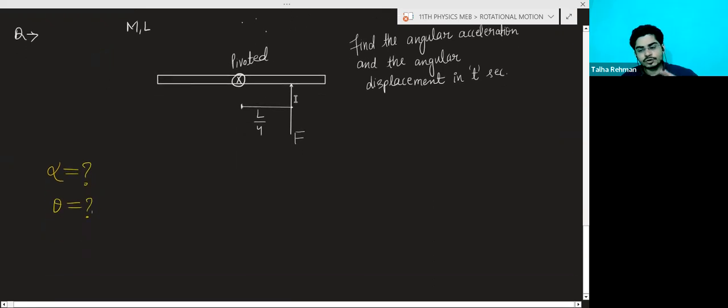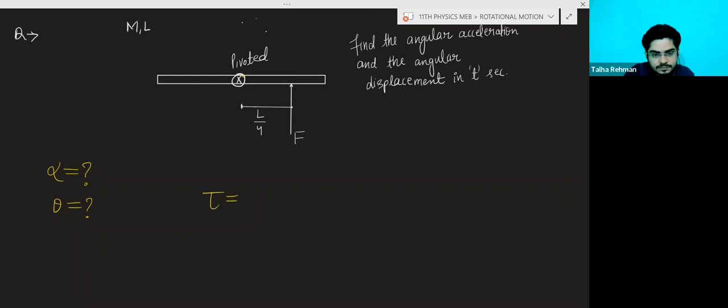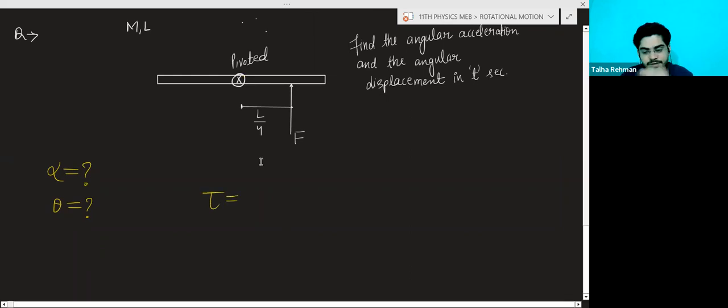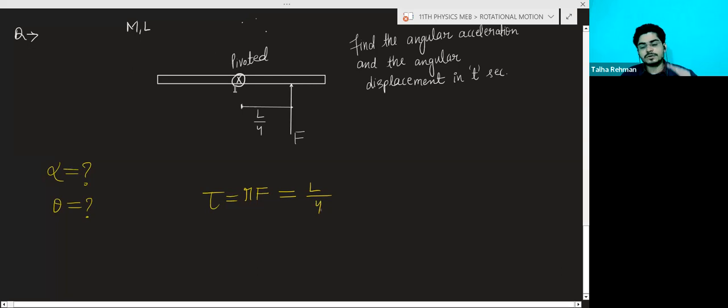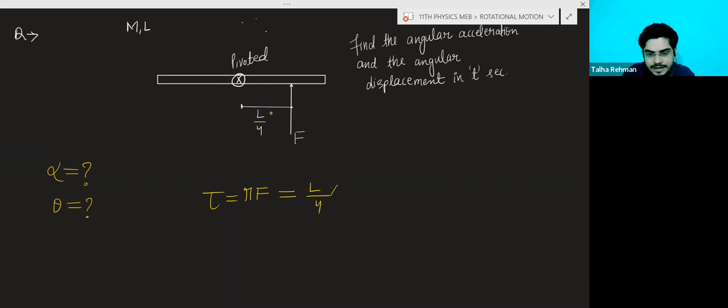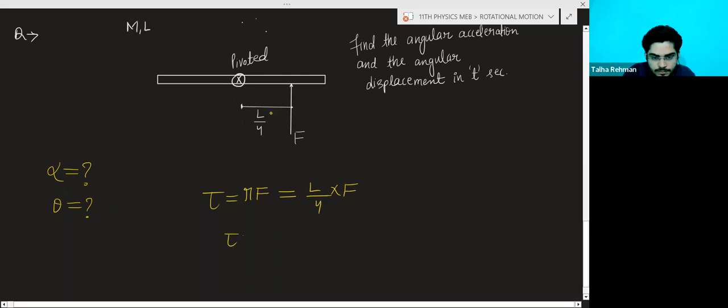First, calculate the torque on this body about this axis. First, torque can be force into this distance, R into F. R into F will be the torque. R is L by 4, the perpendicular distance from the axis of rotation, and this will be the force F. So torque on the body is L by 4 into F.